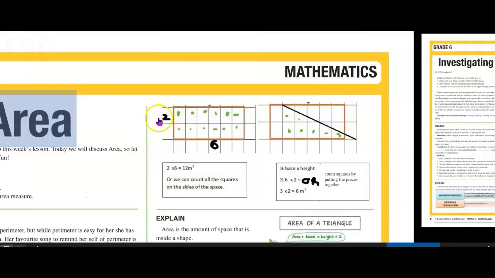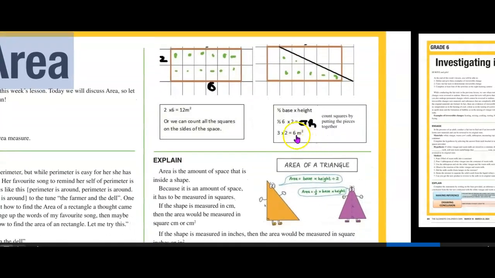So we would then have one side in half and the other side in full. Here we go. We have 2 by 6. So this rectangle has a width of 2 and a length of 6. All right. So 2 by 6 gives us 12 square meters. Or we could count all the squares inside the shape. Now to find the area of the triangle, we could say half of the base by the height. Okay, so half of the base, since we have 1, 2, 3, 4, 5, 6, half of the base would be 3, and we multiply it by the height, which is 2. So if we count this, we would end up with 6. And remembering our units now, it would be 6 square meters.